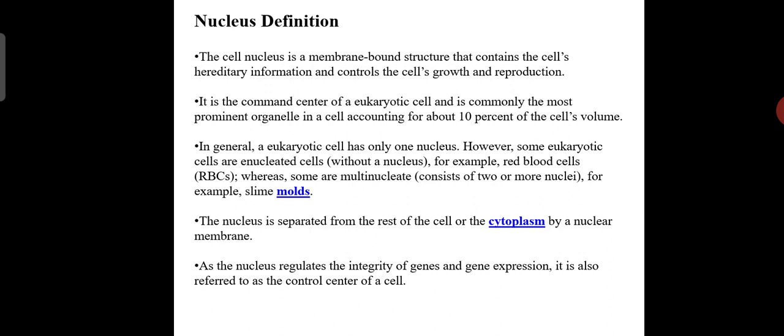However, some eukaryotic cells are enucleated, without a nucleus, unlike a prokaryotic cell, right? For example, red blood cells, whereas some are multinucleated, consisting of two or more nuclei. For example, slime molds have more than two nuclei, and red blood cells are enucleated.